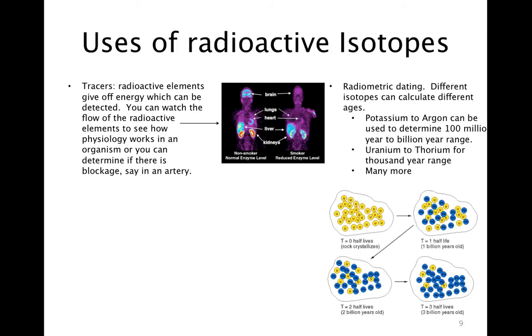Radiometric dating. We already talked about carbon-14 dating, but there's potassium to argon dating, which can be used for hundreds of millions of years. Uranium to thorium. There are many different types of these materials, and we use different forms of dating for different lengths of periods of time.